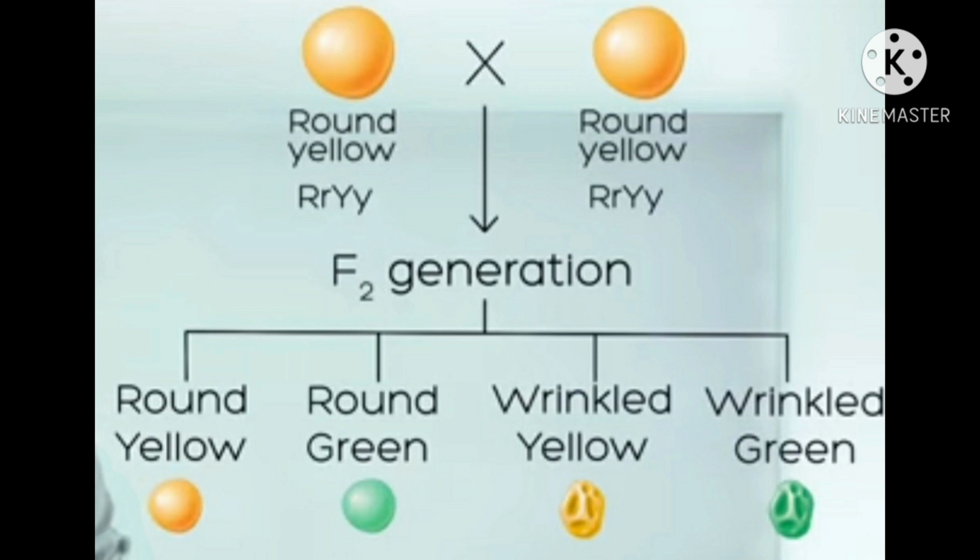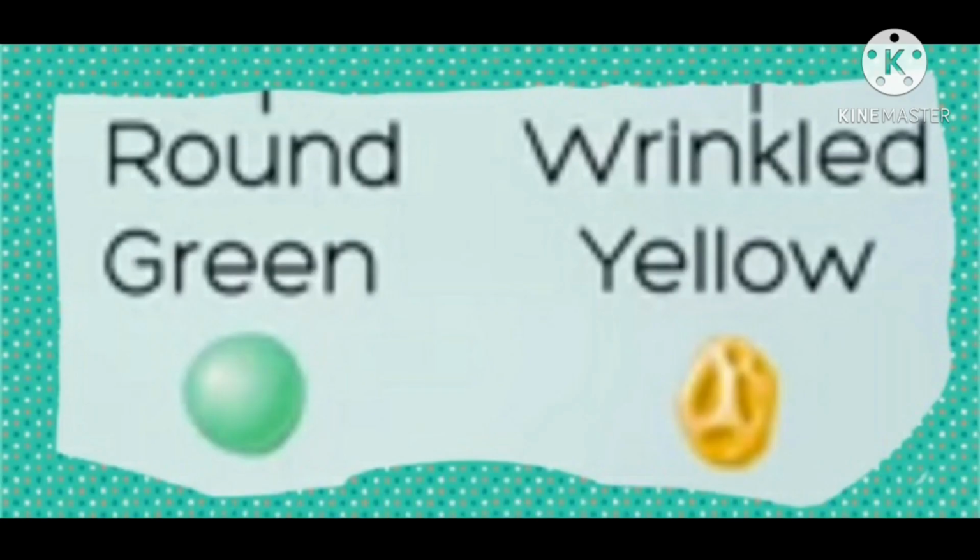On self-breeding the F1 plants, Mendel obtained 4 types of plants: round yellow, round green, wrinkled yellow and wrinkled green. Here, round green and wrinkled yellow are new combinations of traits. This is possible only if there is independent assortment of traits of the two characters.